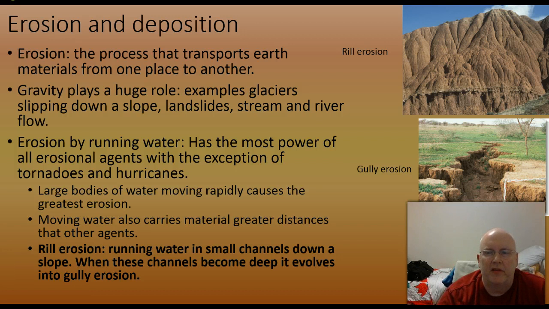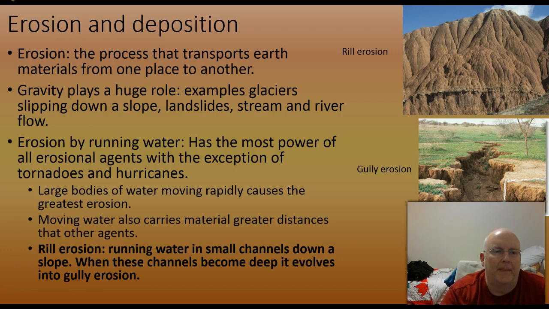Erosion by running water is probably the most powerful kind of erosion on the face of the earth. It's everywhere. It's just that there are different kinds of running water. Large bodies of fast-moving water cause the greatest erosion, but I think that's common sense. The more water you have, the faster it moves, the more material it can move with it. Moving water also carries material greater distances than any other erosional agent. Glaciers don't move them that far. Wind doesn't blow sand and stuff as far as moving water can move things.